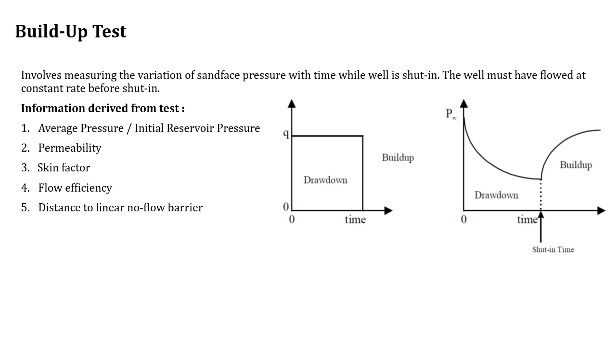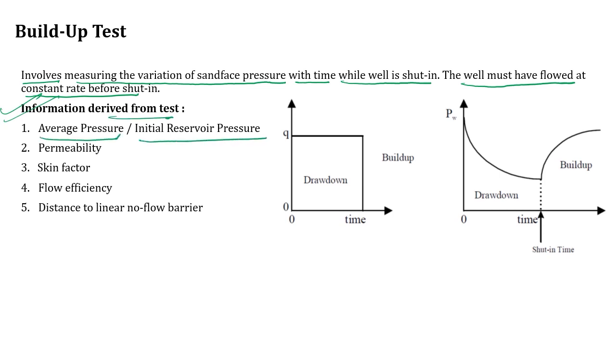Build up test. It involves measuring the variation of sand face pressure with time while the well is shut in. The well must have flowed at constant rate before shut in. Now the information derived from the test are average reservoir pressure or the initial reservoir pressure, permeability, skin factor, flow efficiency, and distance to linear no flow barrier.